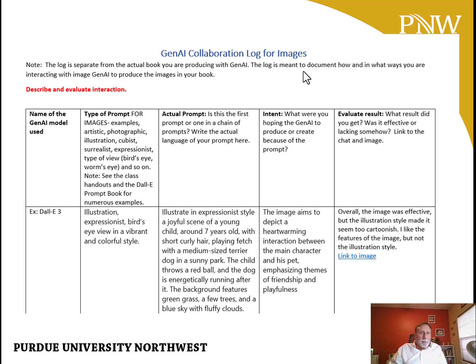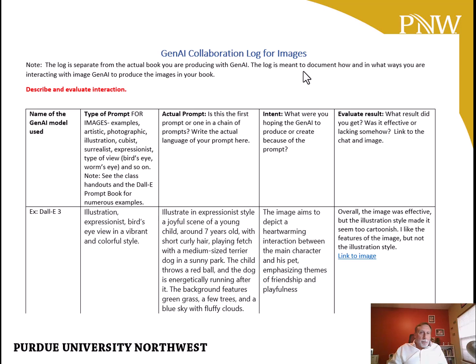So they name the model that they're using. They detail the type of prompt that they were using, and these prompts are for images. Then they state the actual prompt that they wrote to interact with the generative AI model. In this case, it's DALL-E 3. Then they state their intent. What did they hope they were going to get from generative AI by using that prompt?